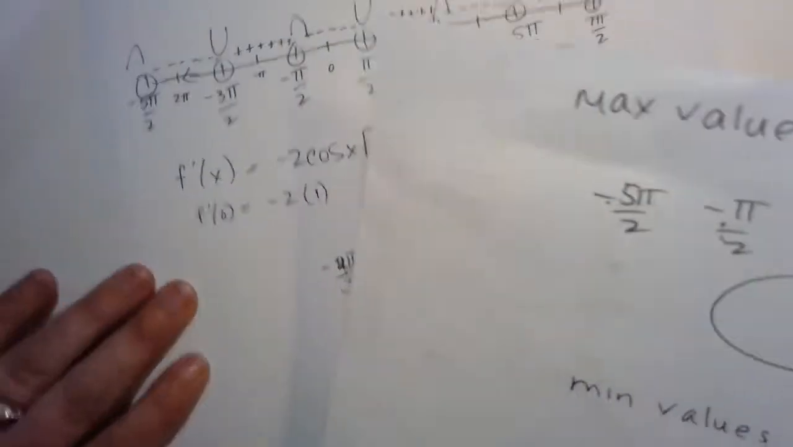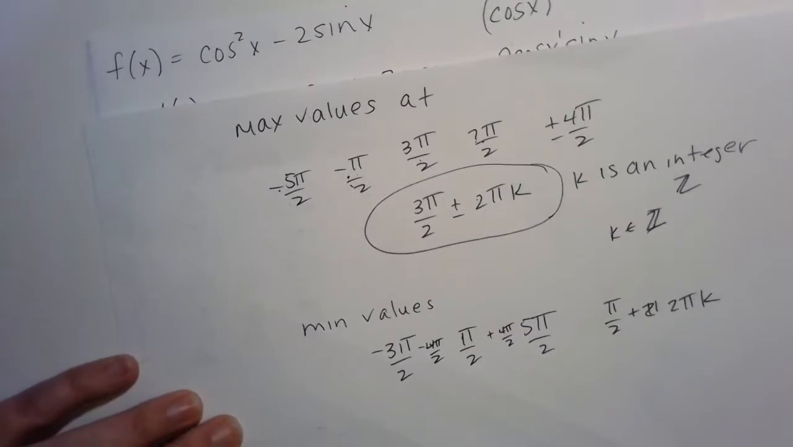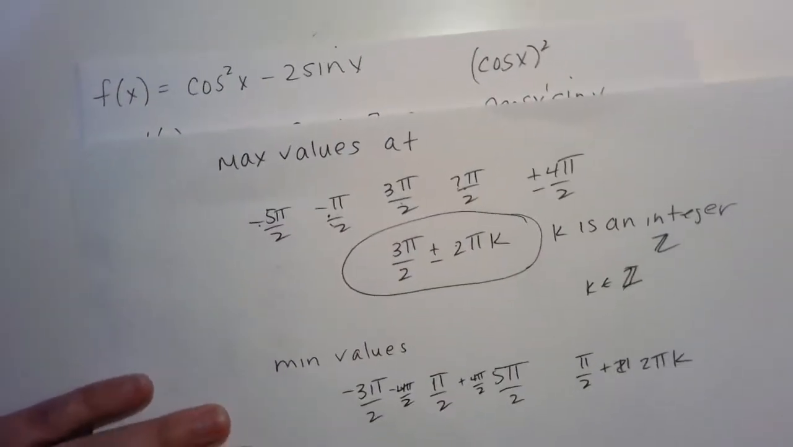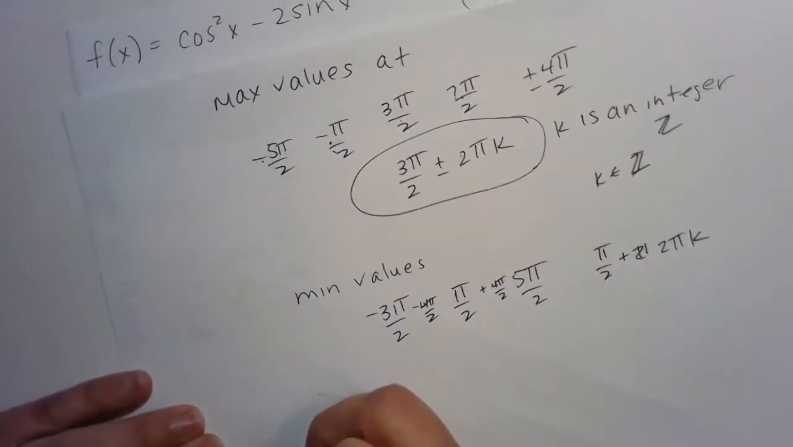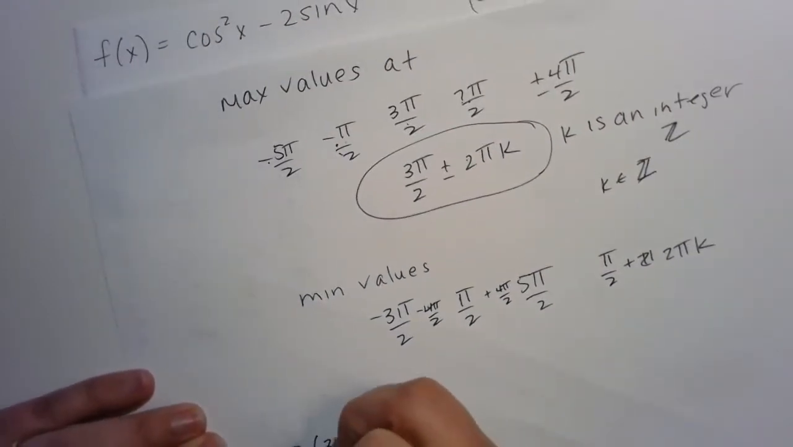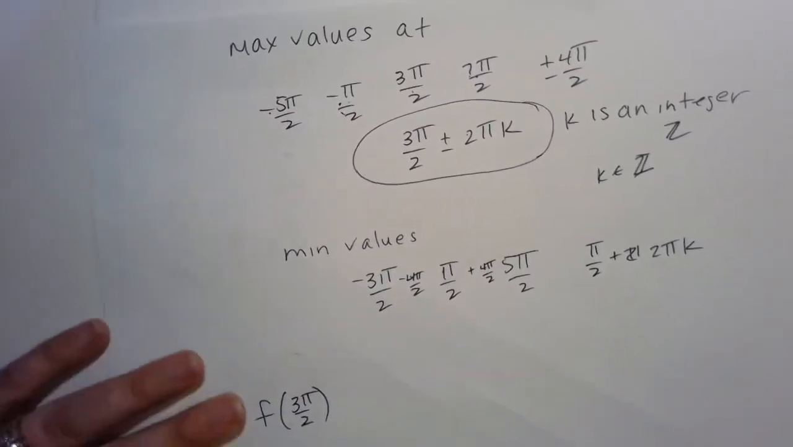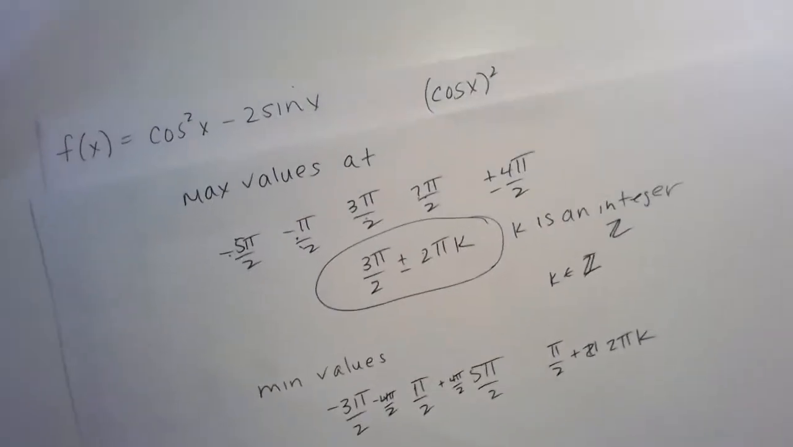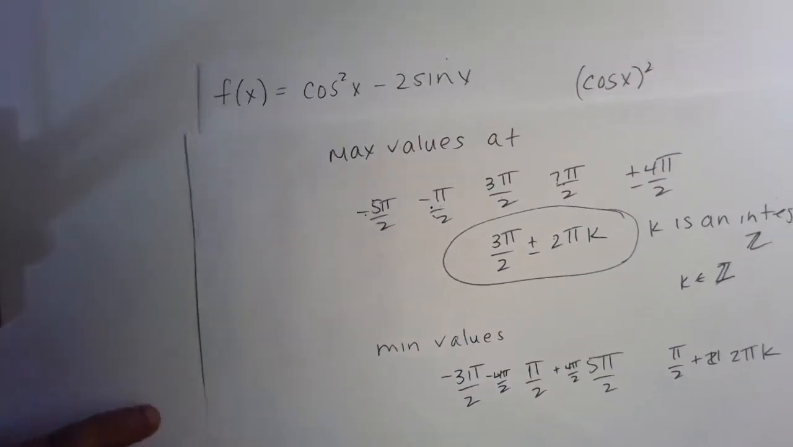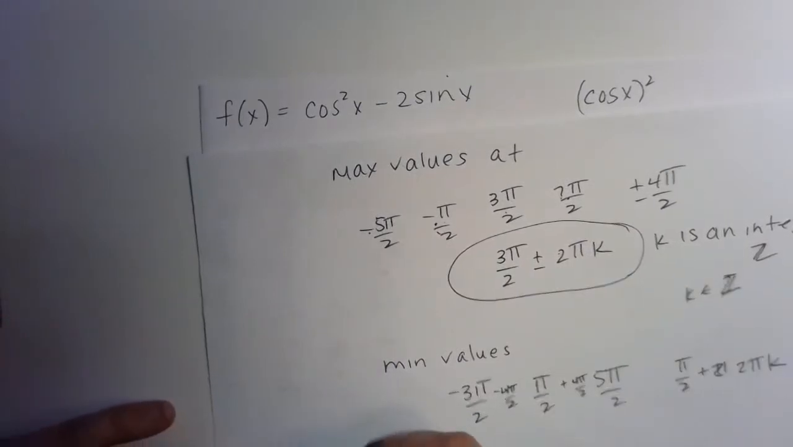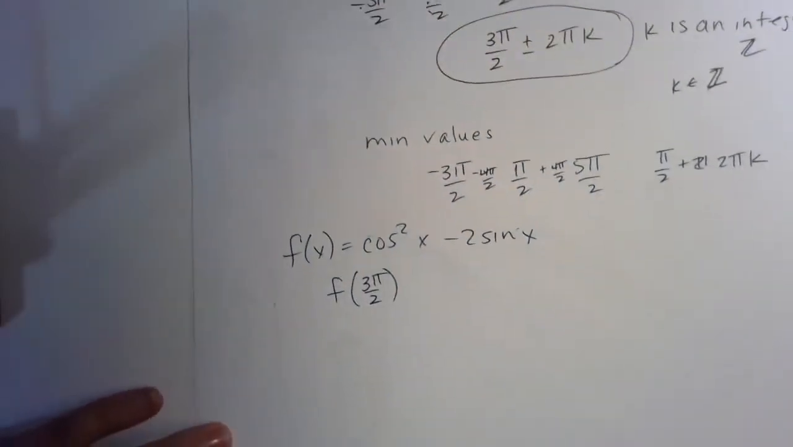So let's try to plug in just one or two of these back into my original. To find the actual point to put on there, I'm going to try 3 pi over 2. I'm going to plug in 3 pi over 2 and just see what I get. I need a bigger space, let's move it up a little bit. Now you can, oh, you can't. So I'm just going to rewrite it down here. So f of x is cosine squared x minus 2 sine of x. So this was our original function that we were dealing with.